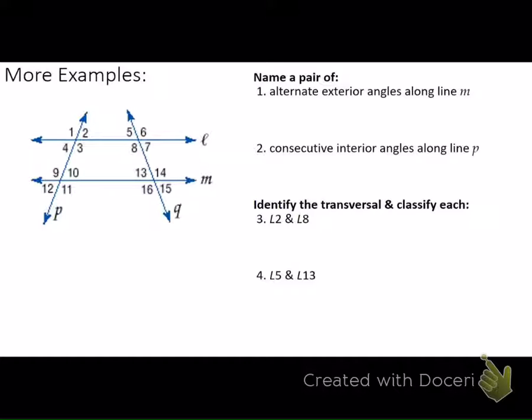Alternate exterior angles along M. So it's telling you your transversal is M. So if our transversal is M, they both need to be touching M, and they need to be alternate exterior. So Ian, give me 2 angles that are alternate exterior angles with transversal M.